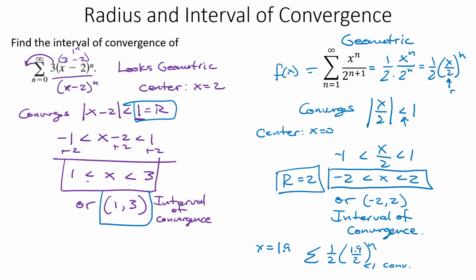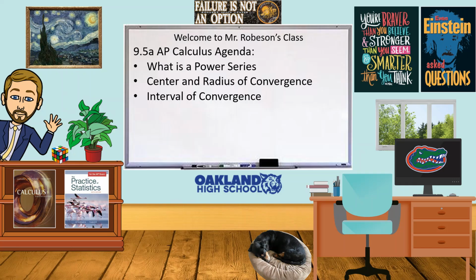All right, so we could plug in 1.9 and we could get an exact value. We could plug in 2 and get an exact value. Well, 2 wouldn't work, but we could plug in 0, we could plug in 1, we can plug in any number between -2 and 2, not including those two, and that would give us an exact value because this sum converges. All right, so that's it for now.